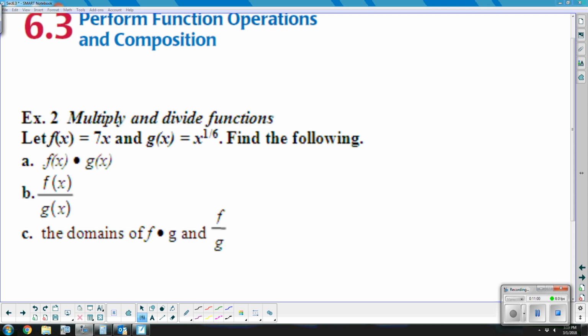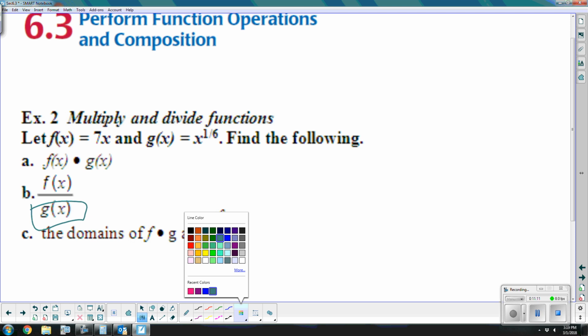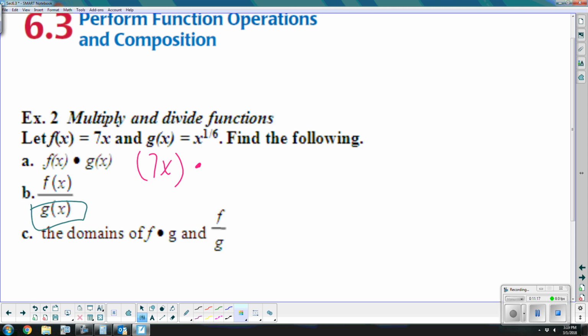In this next example, we're multiplying and dividing, so this is where we have to be cautious here. G of x, we cannot divide by 0. Okay, but let's do the multiplication first. So f of x is 7x, and we're multiplying by g of x, which is x to the 1/6. So here, if we rewrite this, that's 7 times x to the first power times x to the 1/6 power.